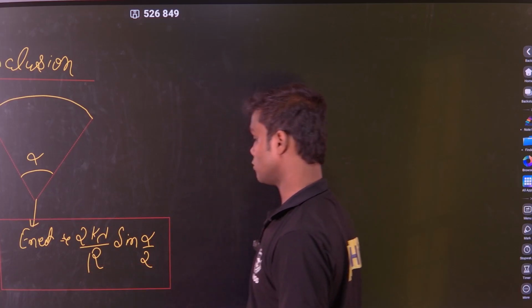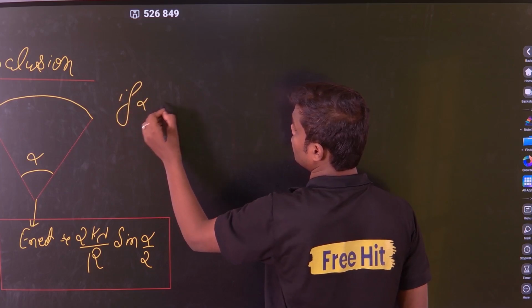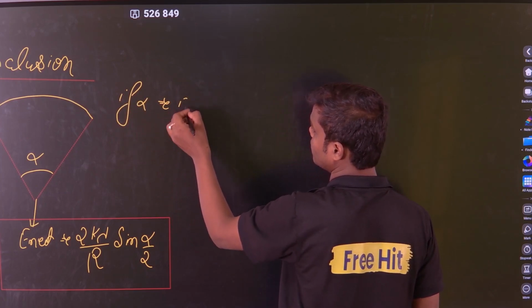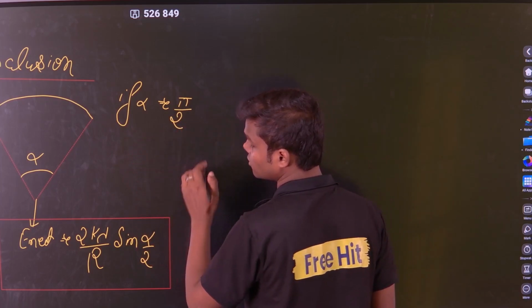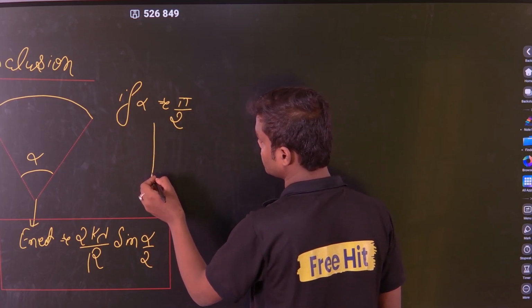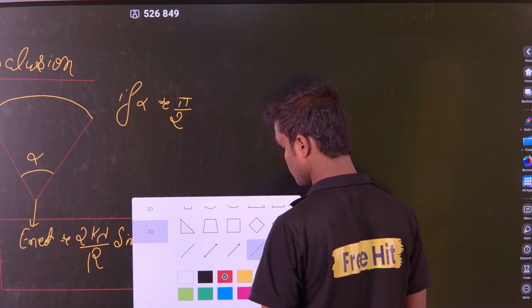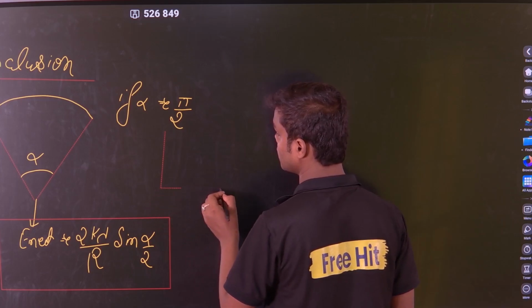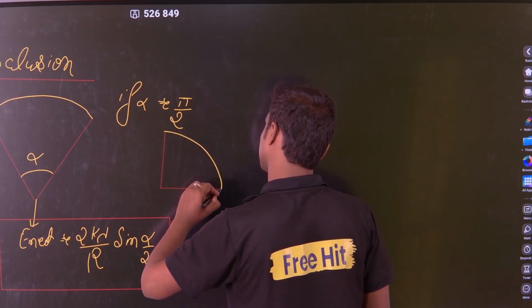This is our conclusion which we have drawn. So if alpha is equal to, suppose I take alpha equal to pi by 2, that means it will behave as a sector. Yes or no? If alpha is pi by 2, then it will behave as a sector only.